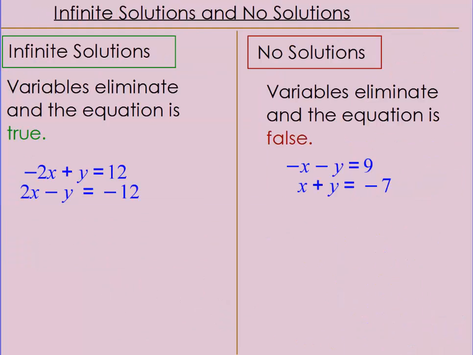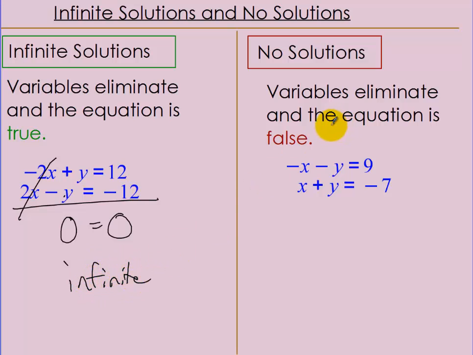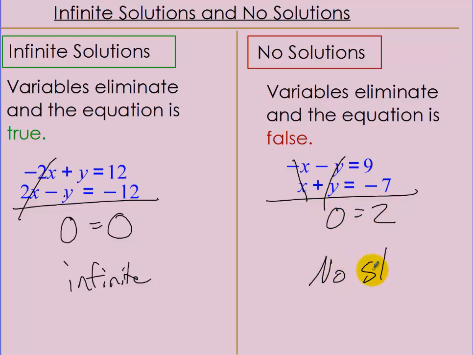Now, just like with the other solving systems, sometimes you have infinite and no solutions, and it's still the same rules. So if I added these up here, the variables eliminate and the equation is true. In this case, negative 2 minus 2 cancels out, so 0. Y minus y is 0, so we have 0 equals 12 minus 12, 0. So this is true, so we say infinite. Now for the no solutions, if it doesn't make sense. Again, if you add those up, the x's cancel out, the y's cancel out, so you get 0 equals 9 minus 7 is 2. 0 does not equal 2, so we say no solutions.